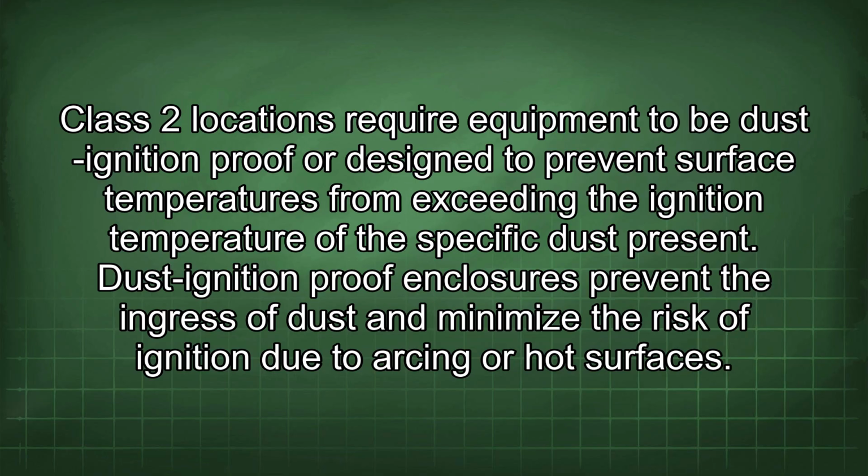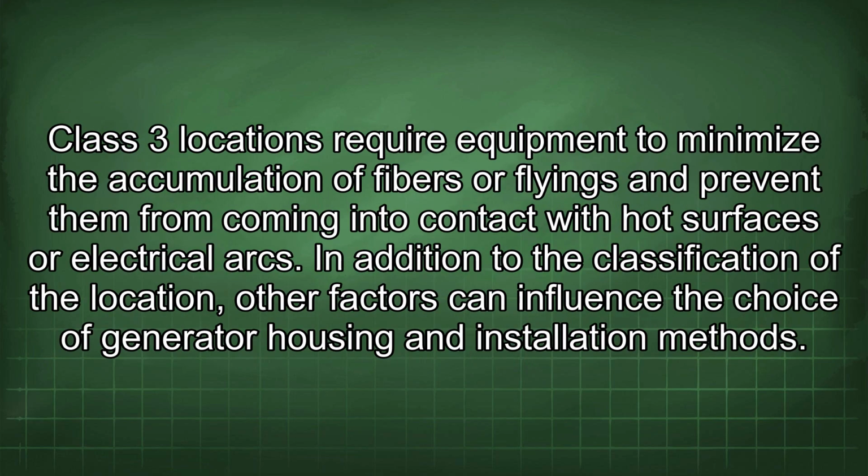Class 2 locations require equipment to be dust ignition proof or designed to prevent surface temperatures from exceeding the ignition temperature of the specific dust present. Dust ignition proof enclosures prevent the ingress of dust and minimize the risk of ignition due to arcing or hot surfaces. Class 3 locations require equipment to minimize the accumulation of fibers or flyings and prevent them from coming into contact with hot surfaces or electrical arcs.